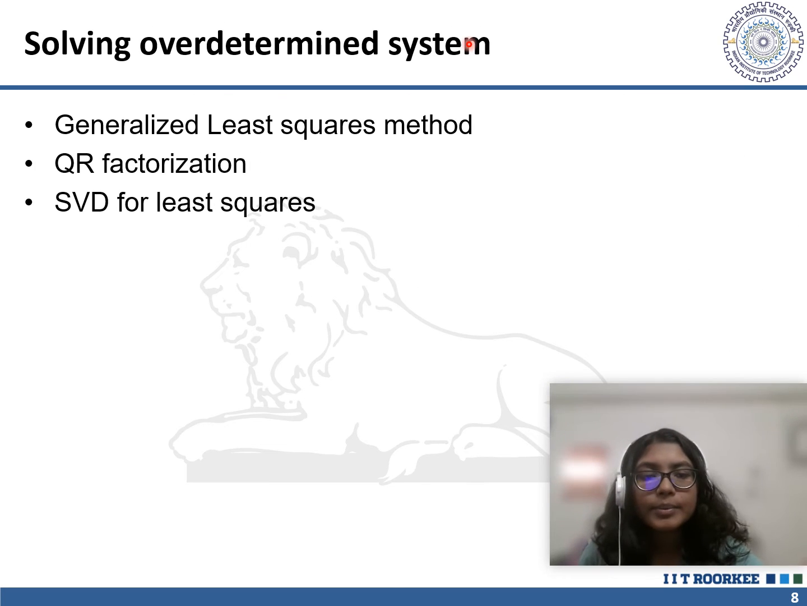In the previous 3 methods, we have seen how to solve underdetermined systems. Now we will be seeing how to solve an overdetermined system. What is an overdetermined system?